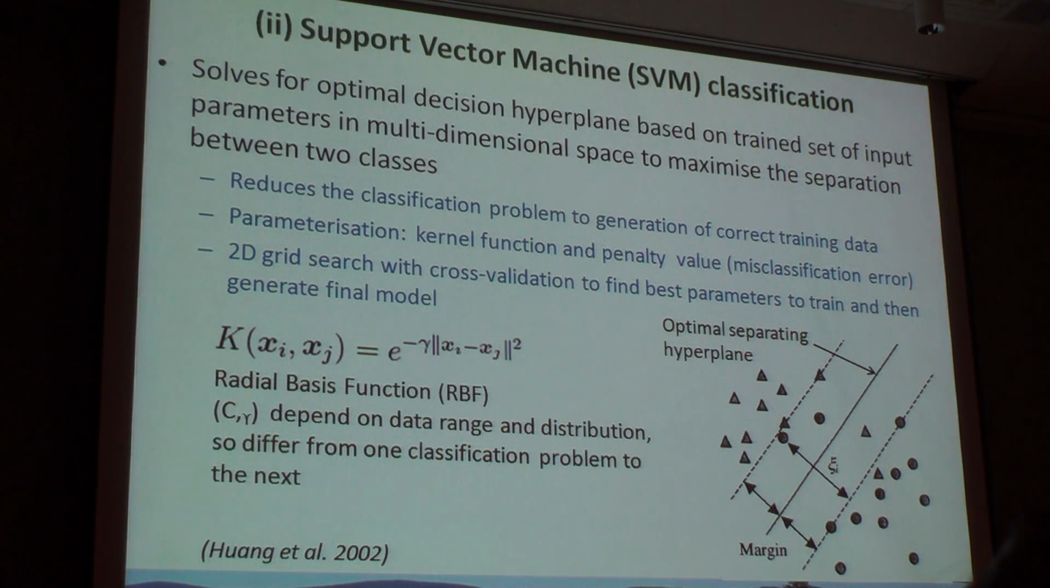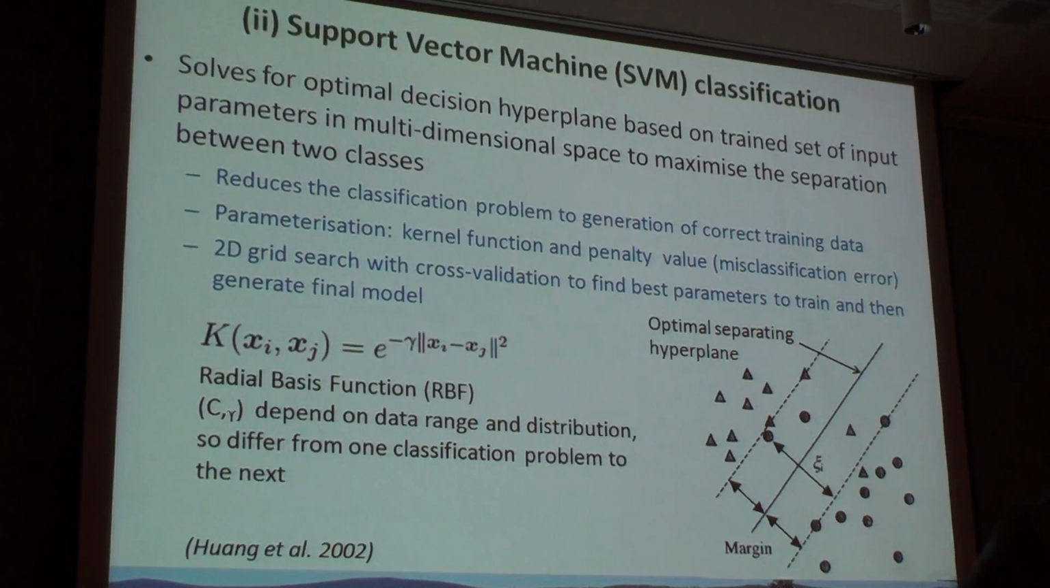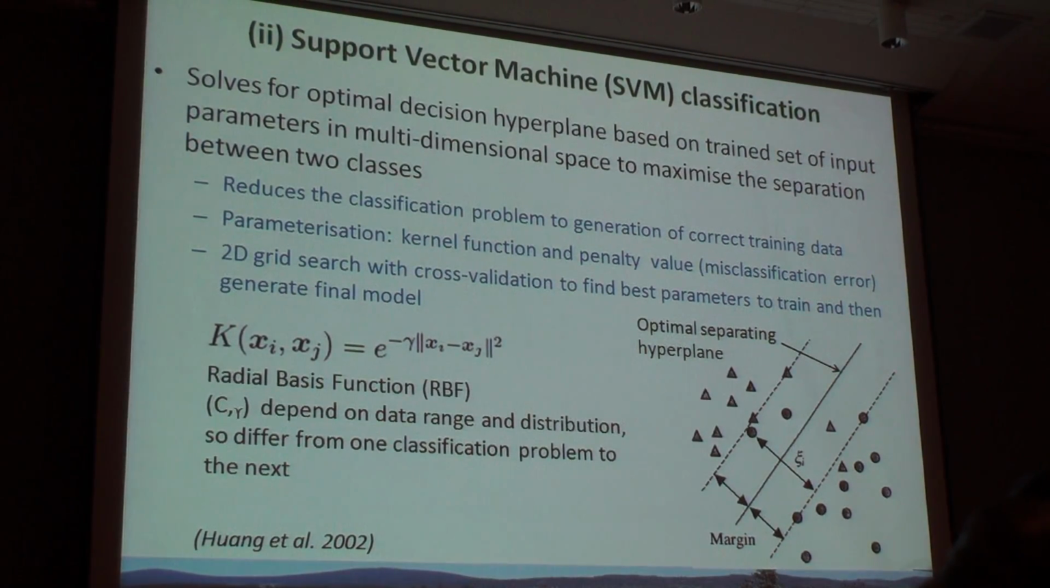In our case for parameterization, we could change the kernel function and also the penalty value, which allows for some misclassification error. So basically using soft margins. And then using cross-validation techniques, you find the best parameters to then train the model, and then apply this to the entire image.